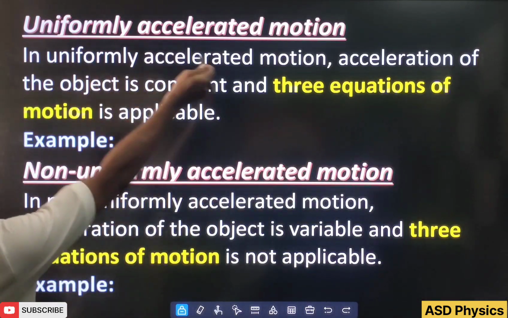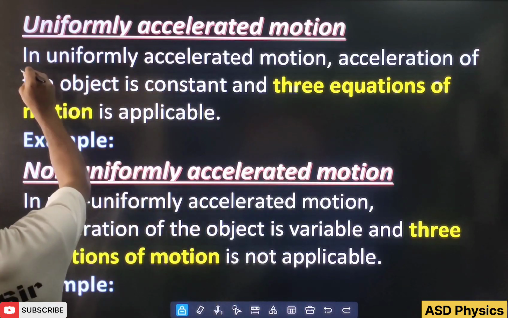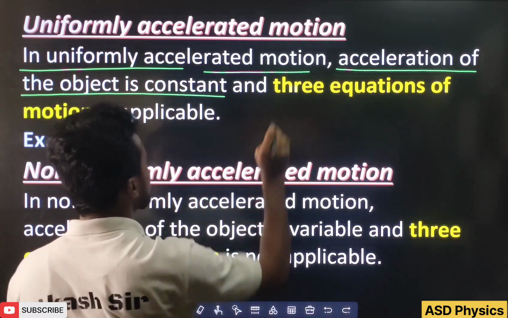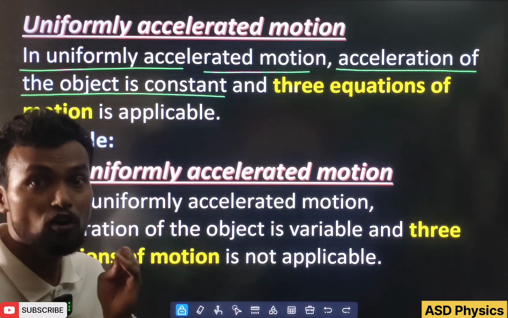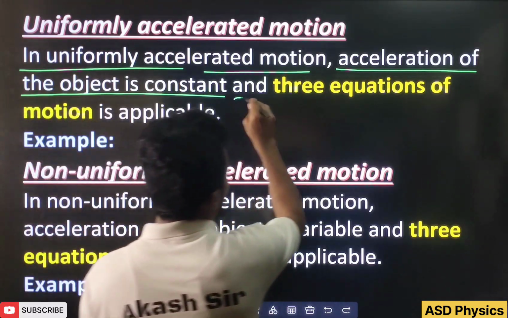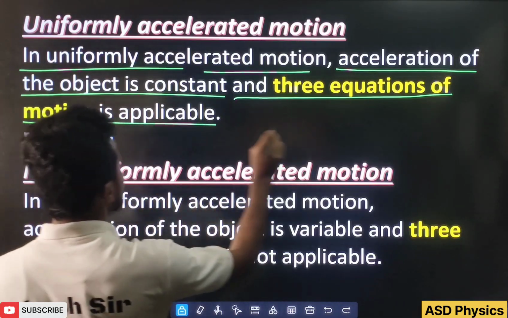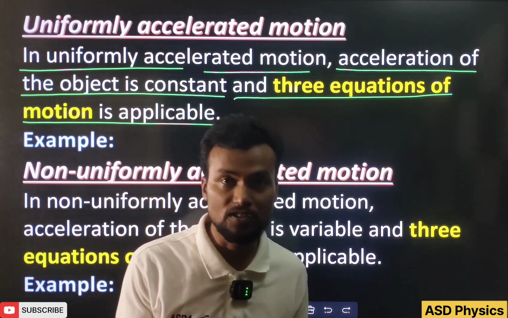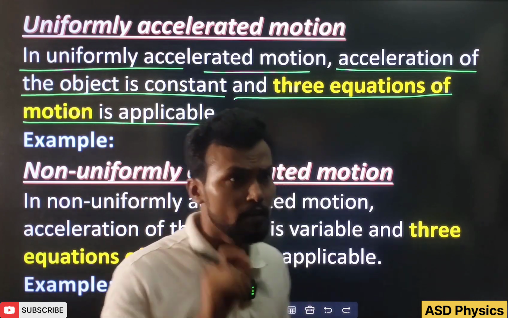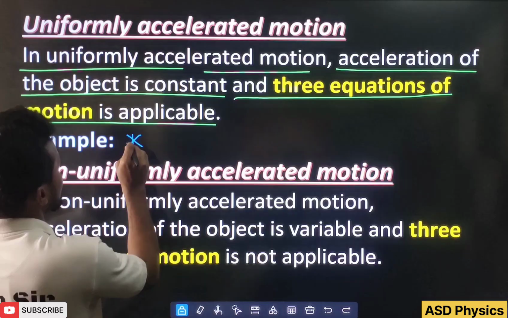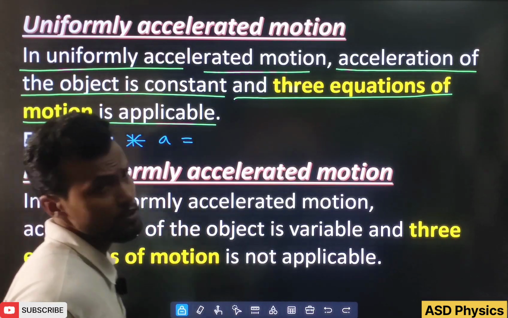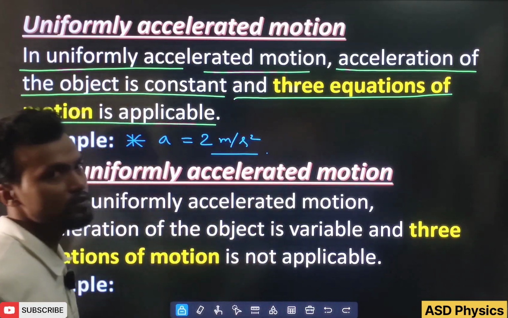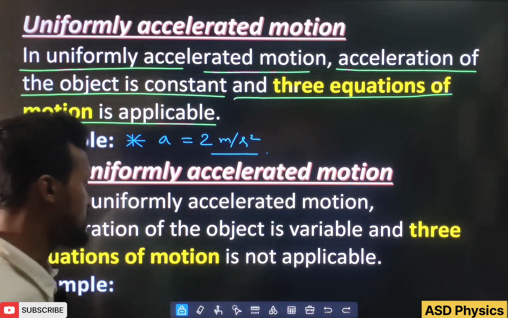So here you can see uniformly accelerated motion. In uniformly accelerated motion, acceleration of the object is constant. Again I am telling, acceleration of the object is constant, and three equations of motion are applicable. Remember that whenever the acceleration of the moving object is constant, only that time equations of motion are valid. Let's take for example acceleration of the object given as 2 meters per second square, and this is one constant value. That means in this situation we can apply equations of motion.